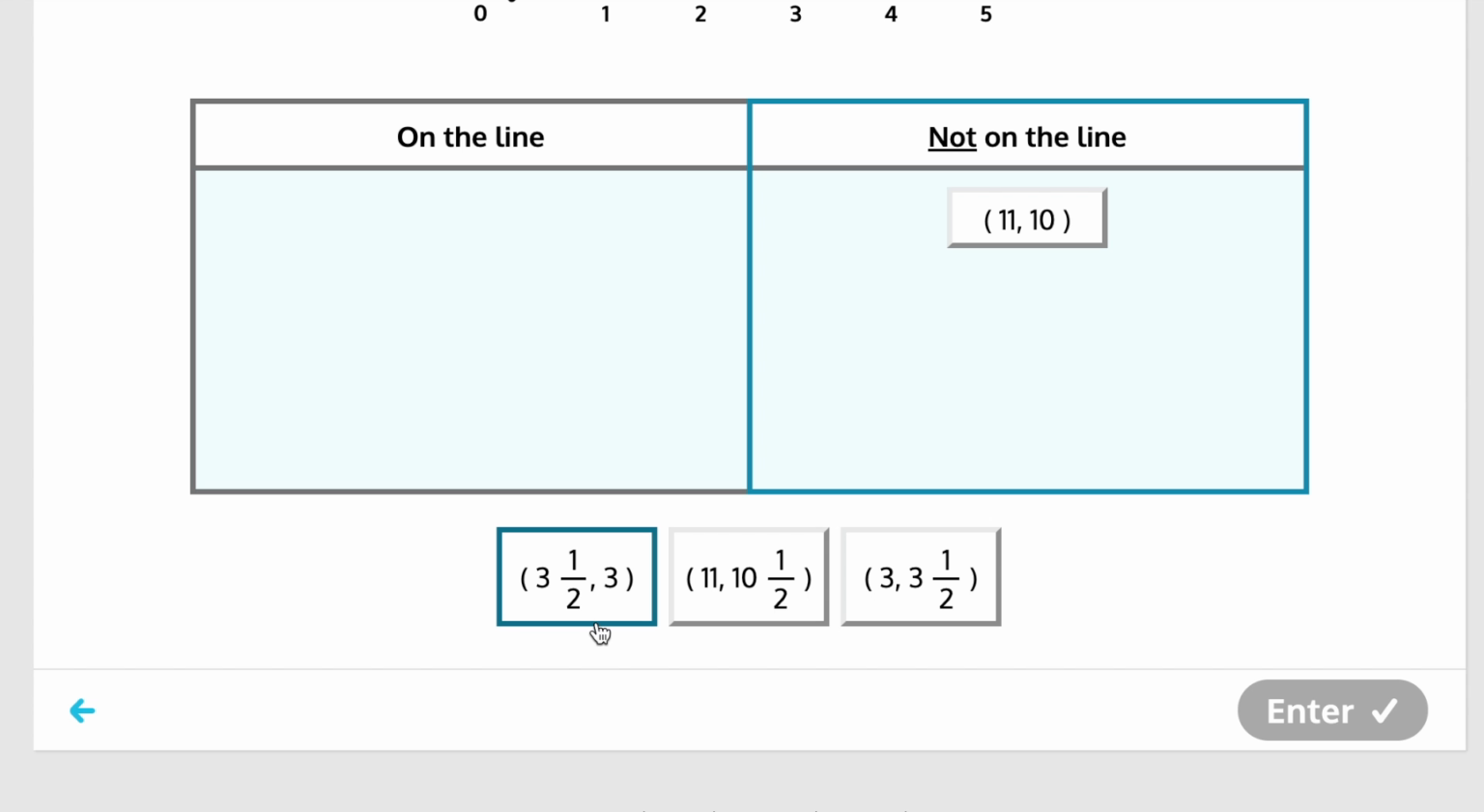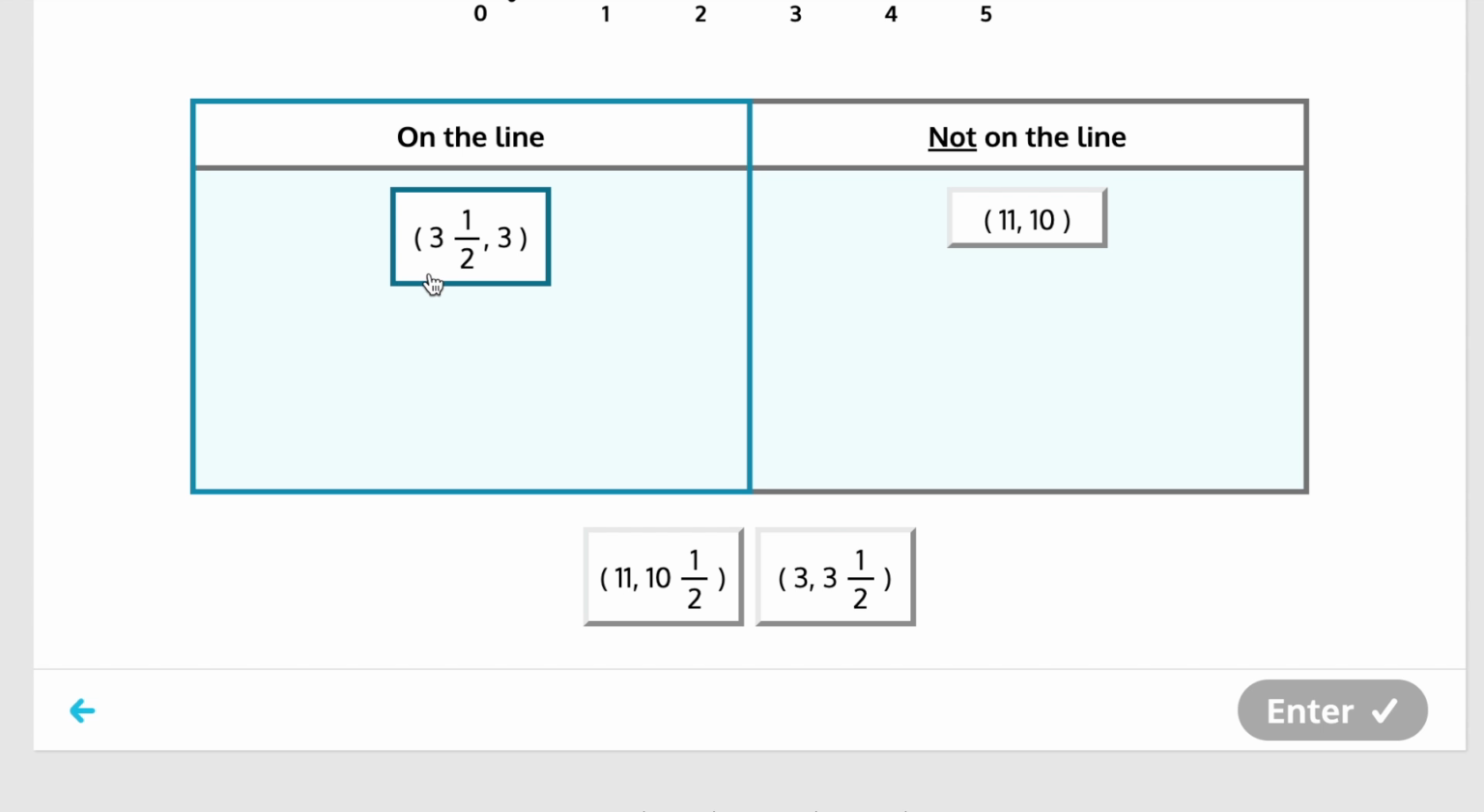(3.5, 3). What do you guys think? Would that fall on the line or not on the line? Type into the chat or have your teacher call on you. So this would fall on the line because 3 is 1/2 less than 3.5.